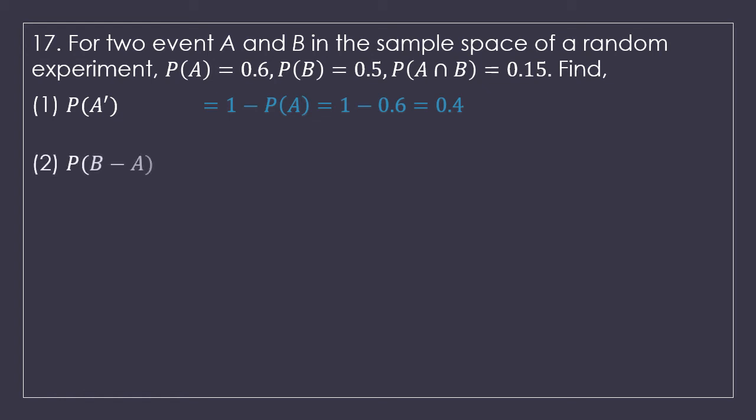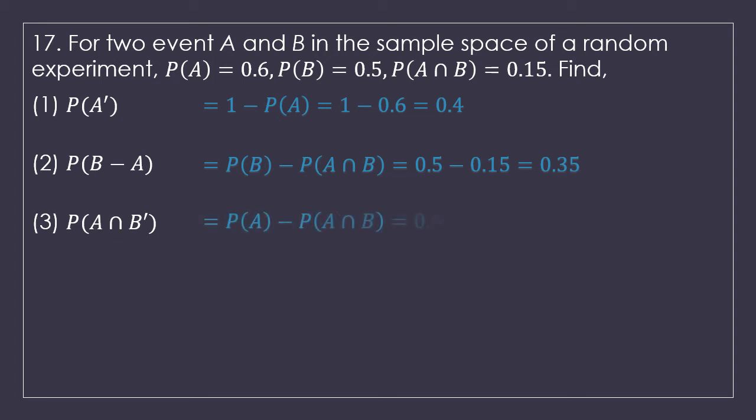Second question here is P(B minus A). You will have to refer to the same forms which I just told you. B minus A is the difference event, and the formula is P(B) minus P(A intersection B), that is 0.5 minus 0.15, which is 0.35. Third question is P(A intersection B dash). The formula for it is P(A) minus P(A intersection B), that is 0.6 minus 0.15, which is 0.45.